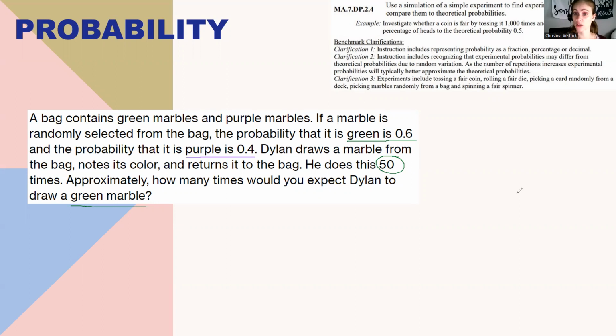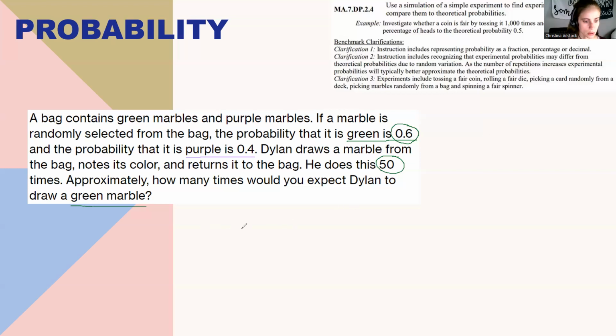Therefore, we can use our theoretical probability that it's a 0.6 of a chance that it's going to be green to give us our expectation. We can say we expect him to draw about this many green marbles if he does it 50 times. So there's a couple different ways that we can do this. Since our probability was given to us as a decimal, I'm going to use just regular multiplication. But if we had been given our theoretical probability as a fraction, you could also have used a proportion to set up and solve this.